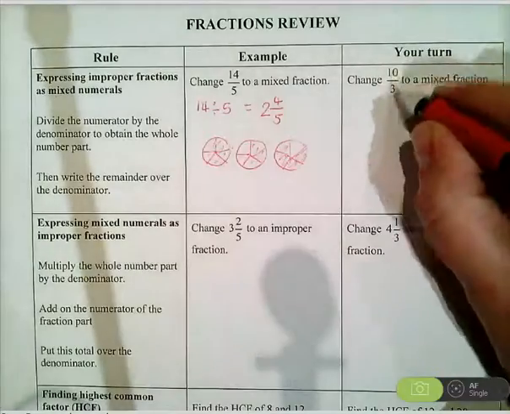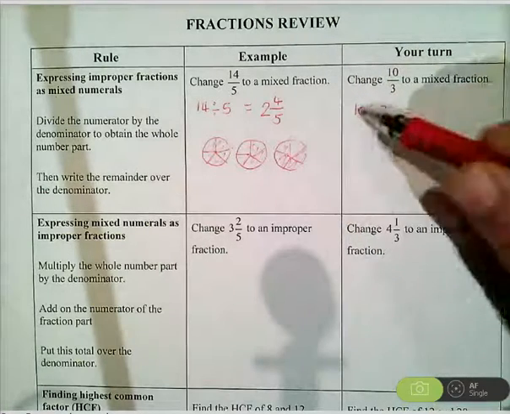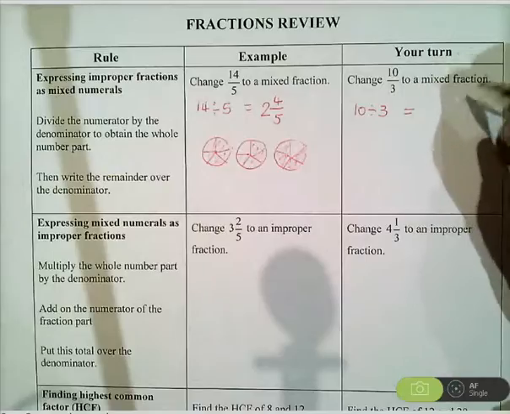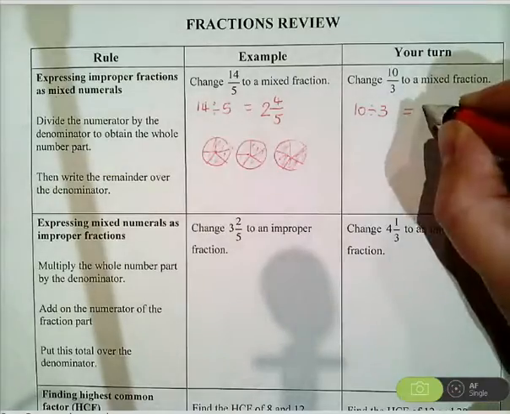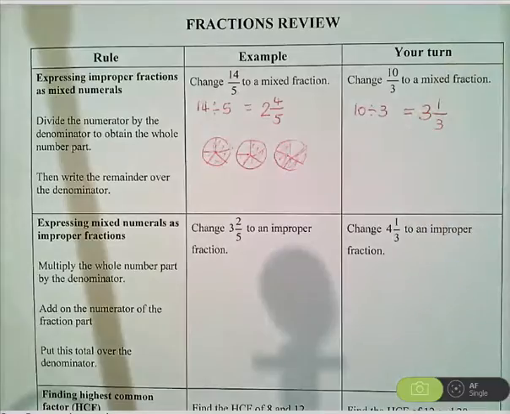Okay, now 10 over 3 means 10 divided by 3. So we want to see how many times 3 goes into 10. And if we do our times tables or count up by 3s, we've got 3, 6, 9. So 3 3s are 9, and then we've got 1 remainder over 3.